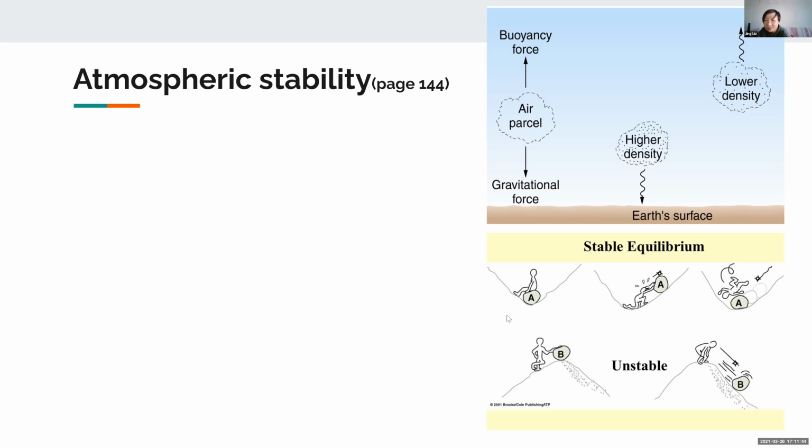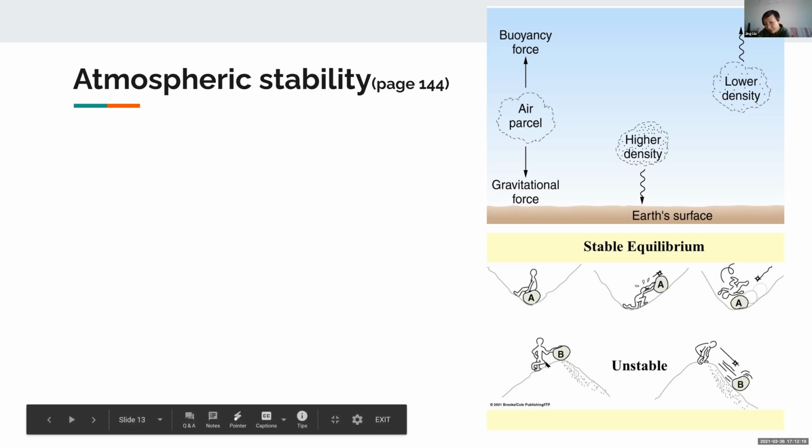It's just like this little person. He wants to push the rock up against the slope, but as soon as he releases the force, the rock will go down to the bottom here. We call that stable. Same with your air. If your air is stable, even if you give it a lift, it will go back to the original location. So we call that air stable.